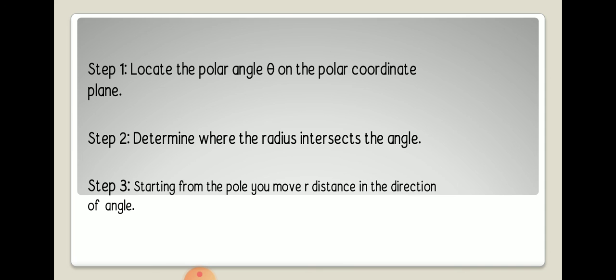Locate the polar angle theta on the polar coordinate plane. Determine where the radius intersects the angle. Starting from the pole, you move r distance in the direction of the angle.